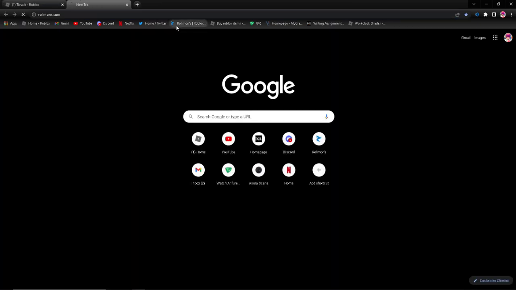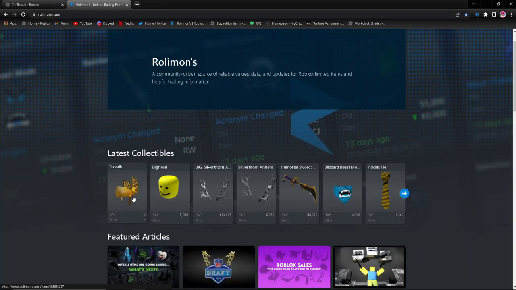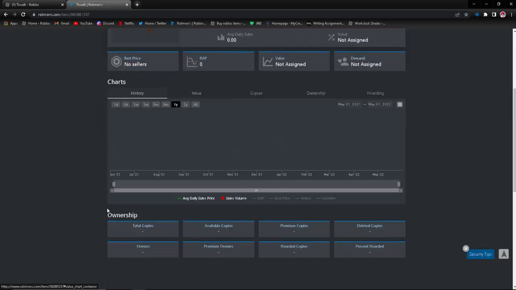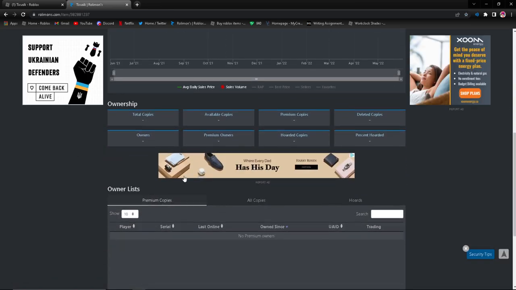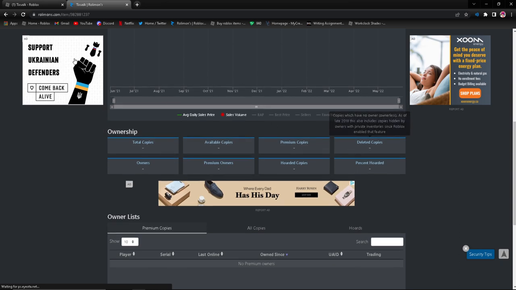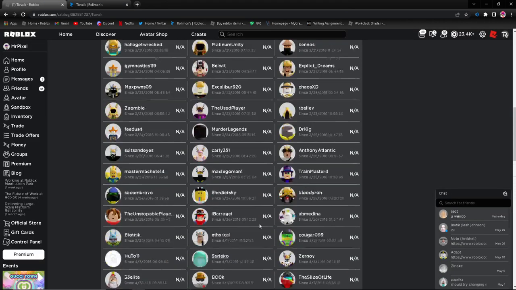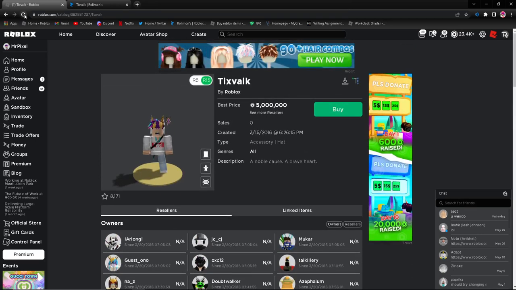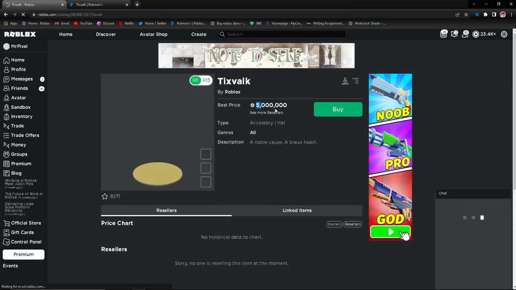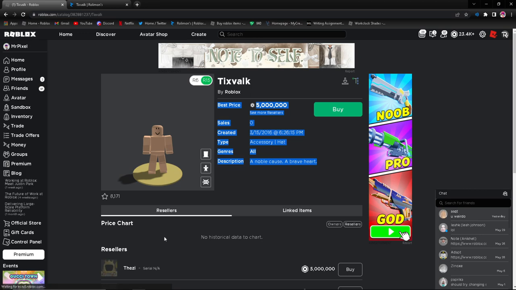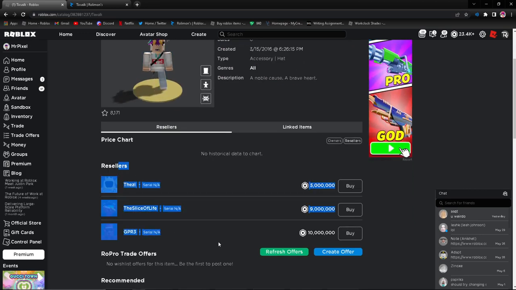Now, if we go to Rolimons real quick, it has not gotten a definition thing yet, but total copies, ooh, people have hidden inventories at the moment. No premium, total copies, nothing has been released yet. But this has to be a couple hundred thousand Robux minimum. It's still getting there. Three people have sold it, for 10 million, 9 million, and 5 million. Not a lot of copies.